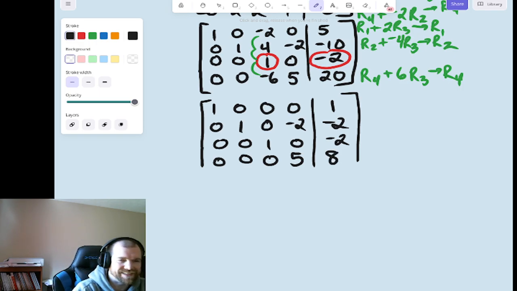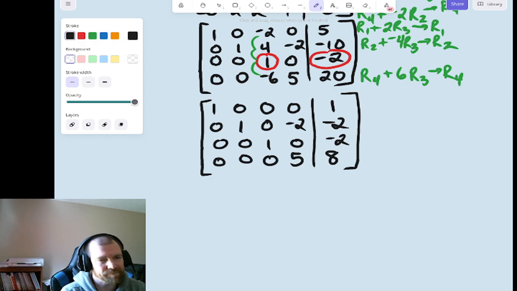Oh, we get a fraction. It's not too bad, I guess. We got all the rest of the stuff cleared out, so this isn't too bad.